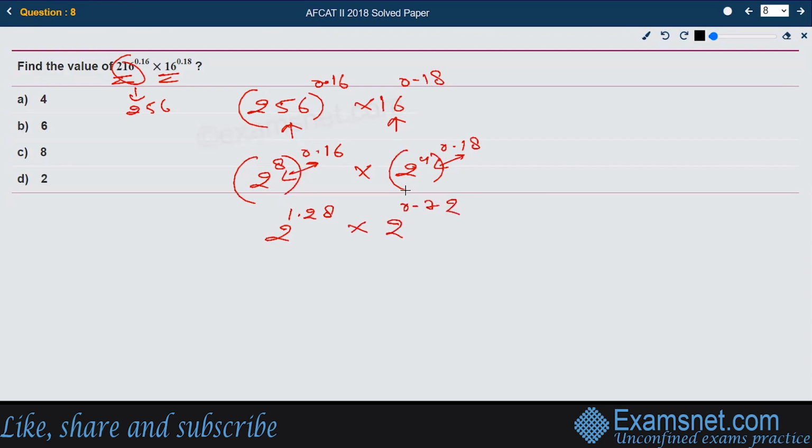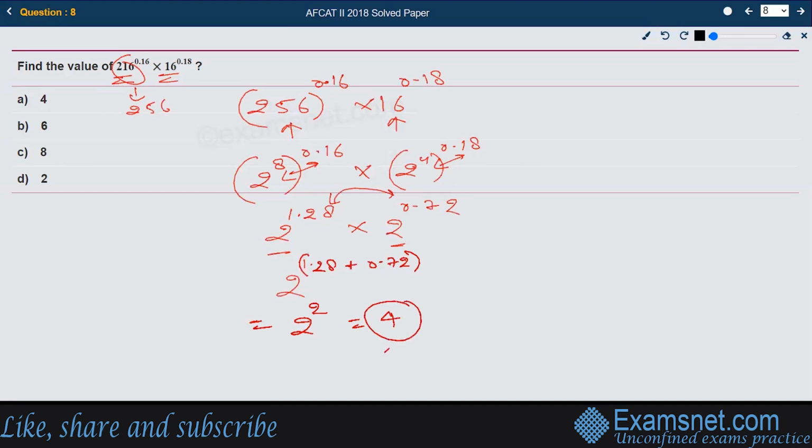0.18 times 4 is 0.72. As the base over which the power has been raised is the same, in multiplication the powers get added up, so we can simply add these powers. 2 to the power 1.28 plus 0.72, that becomes 2 to the power 2, that is 4, which is the final answer. So option number A is right.